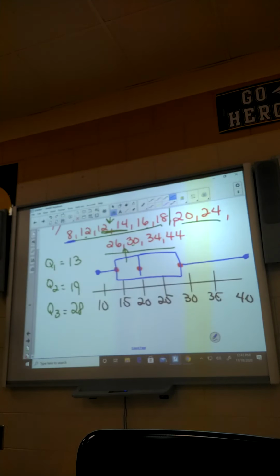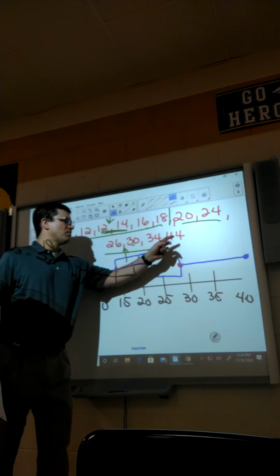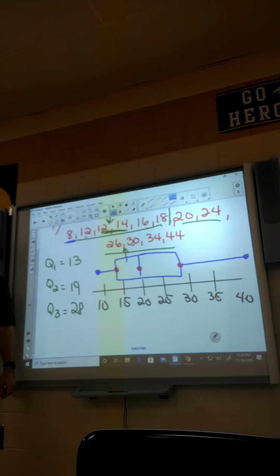All right, first question or second question. What is the range of the data? All right, Boyette was real close on this a minute ago. How do we find the range of something? Anybody remember? It's the largest number minus the smallest number. So what's 44 minus 8? Somebody type it in. 36. So your answer is 36 for number 2. That's how you find the range.